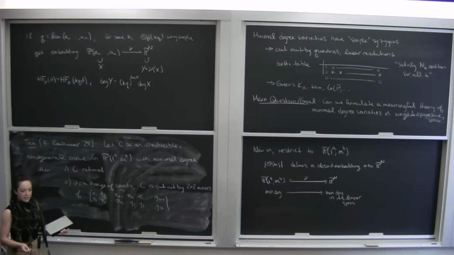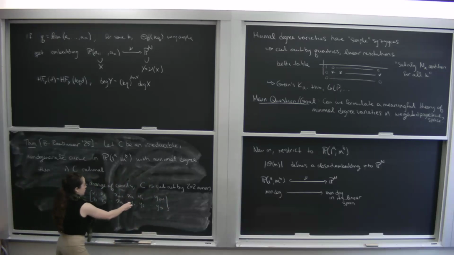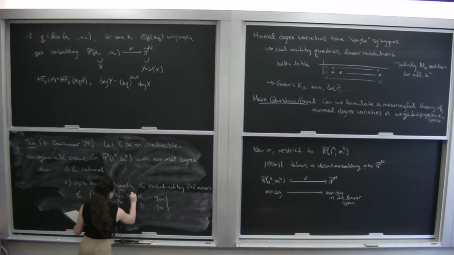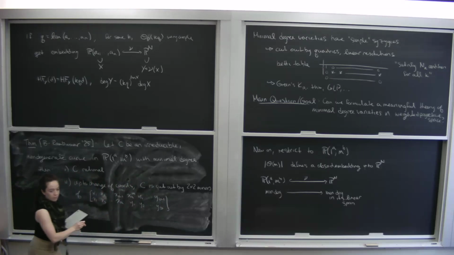So I want to say it's this, but there's a big problem, which is that this column will give me lots of minors that are not homogeneous. So then I think to myself, what's the absolute dumbest way I could possibly fix this? And that's what we do.